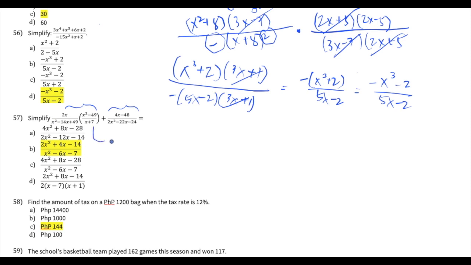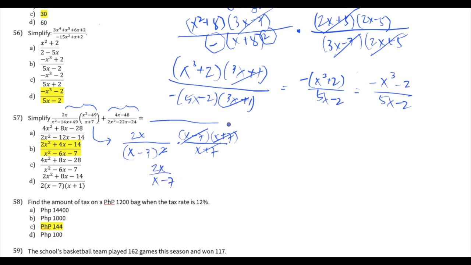Okay? Let's work with this one first. We have 2x over, let me factor this, this is just a perfect square trinomial, x minus 7 squared, times this one, a difference of 2 cubes, so we have x minus 7, x plus 7 over x plus 7. One x minus 7 will cancel, so the square goes away. This will cancel too. We have 2x over x minus 7.